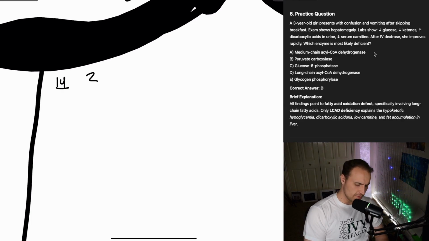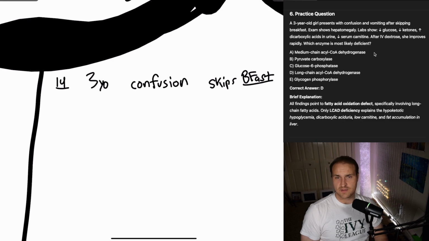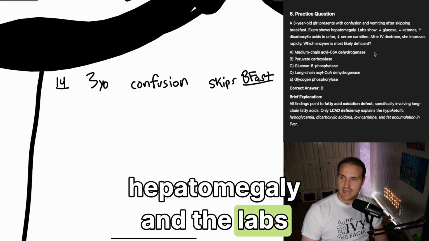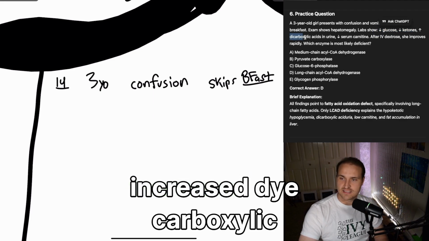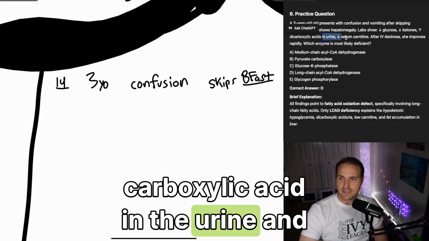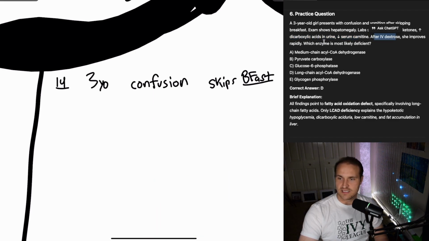So here we have a 3-year-old girl, and she presents with confusion and vomiting after she skips breakfast. Sounds like me, honestly. I just had a banana this morning. However, exam shows hepatomegaly, and the labs show decreased glucose, decreased ketones, increased dicarboxylic acid in the urine, and decreased serum carnitine. After IV dextrose, she improves rapidly. Which enzyme is deficient in her?